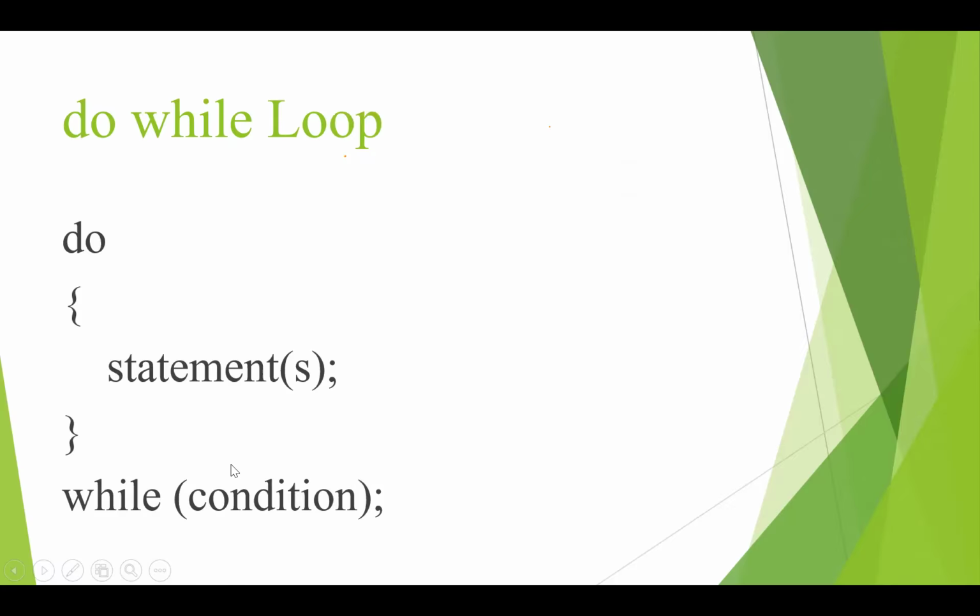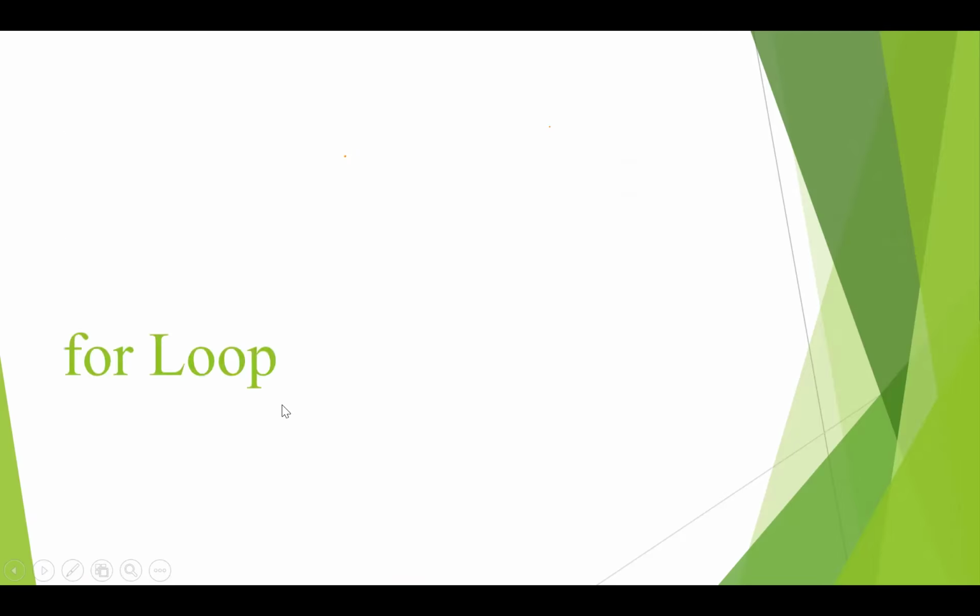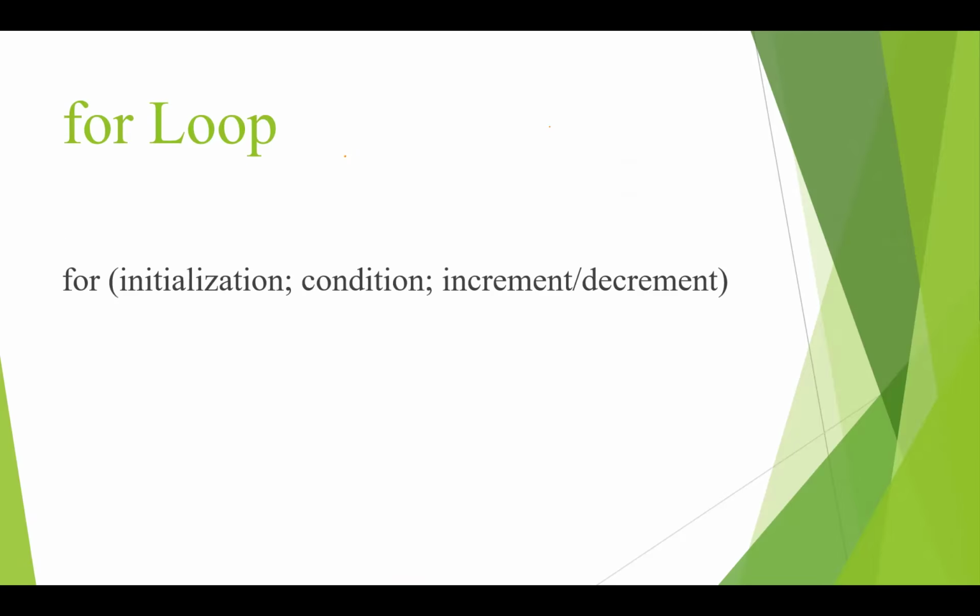That's why in the do while loop, the statements are executed a minimum of one time. The next one is the for loop. The syntax of the for loop is initialization, condition, increment or decrement. Initialization means like i equal to 1. Condition means like i is less than or equal to 10. Increment or decrement means i plus plus or i minus minus. Like that, depending on the problem statement, we have to use the for loop.